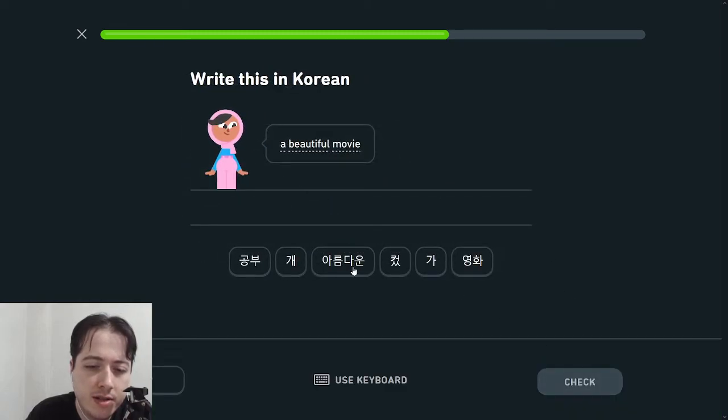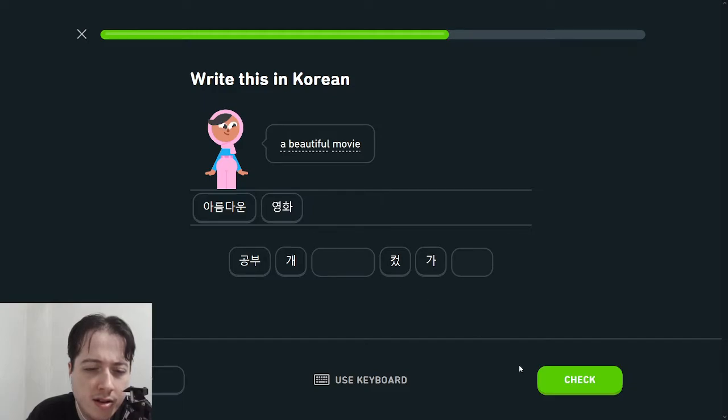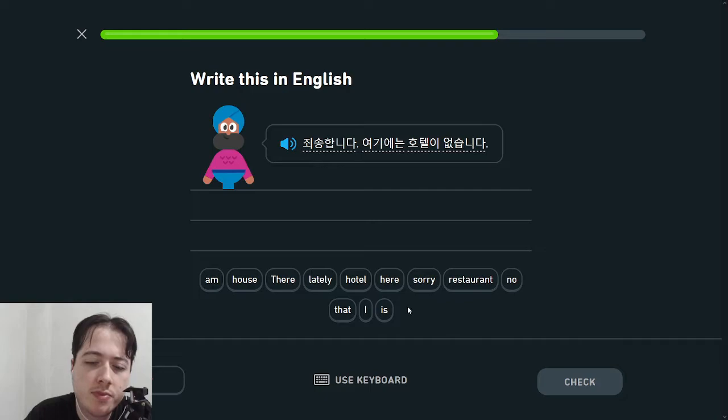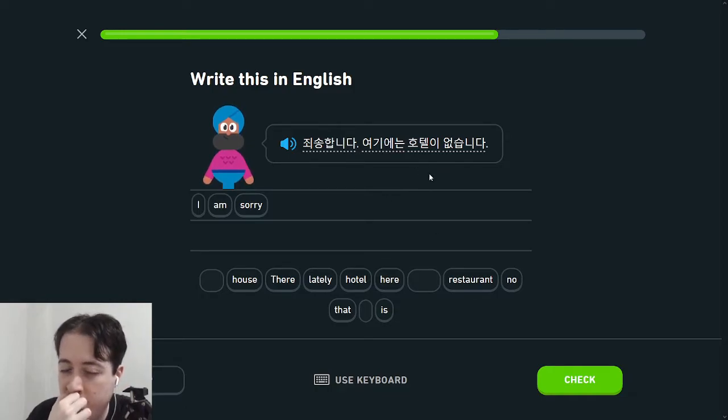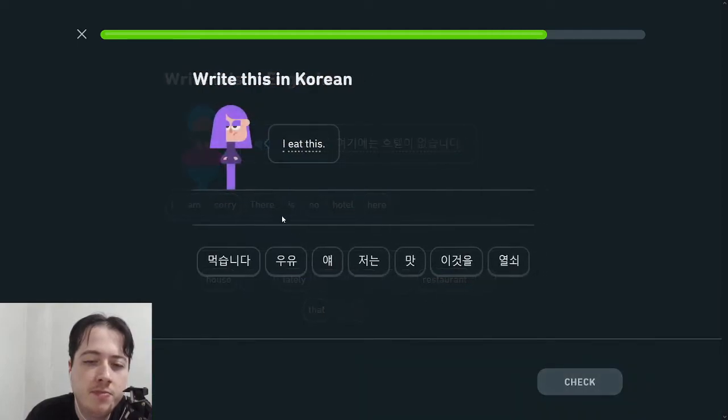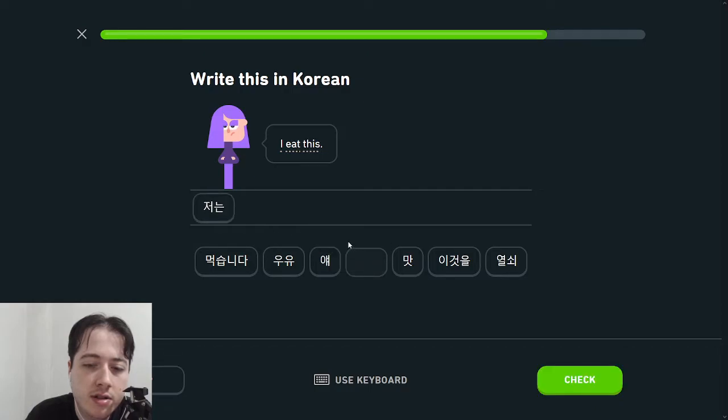Beautiful movie. So it's 아름다운 영화. What is this? Never seen this before. I've never seen this particle. Yeah, I gotta look up later. 아름다운. 죄송합니다. So, 죄송합니다. I'm sorry. 여기에는 호텔이 없습니다. There is no hotel here. 저는 이것을 먹습니다.